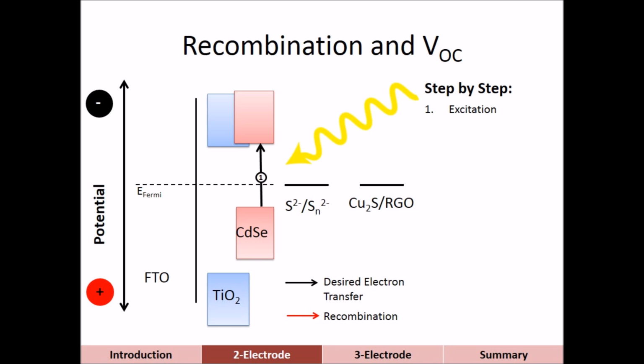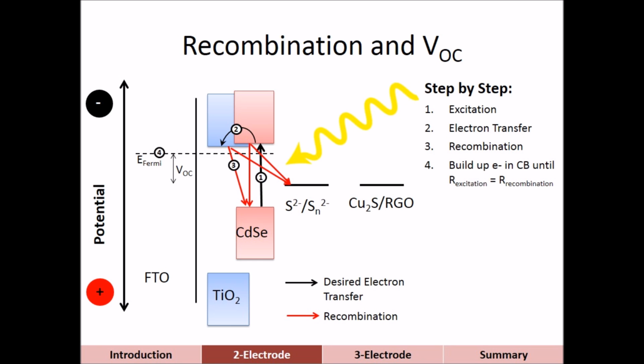electrons can be excited from the valence band of our QDSC into the conduction band. These excited electrons are then able to be transferred from the conduction band of QDSC into TiO2. Some of these electrons in the conduction band of the QDSC TiO2 recombine with holes in the QDSC or can be scavenged by our sulfide polysulfide redox couple. Eventually, an equilibrium is reached where the rate of excitation by our incoming light is equal to the rate of recombination from the conduction bands of our QDSC TiO2.